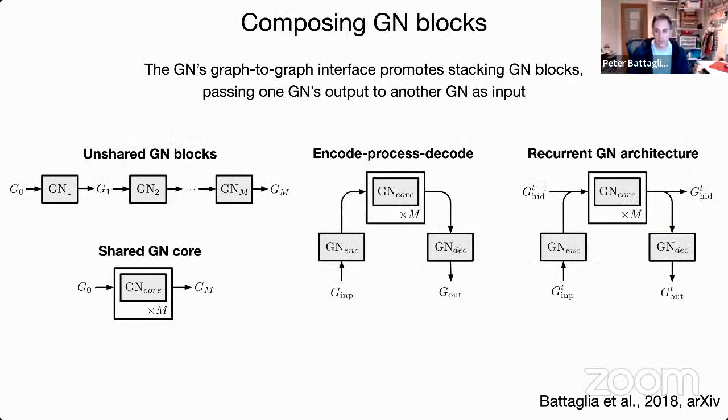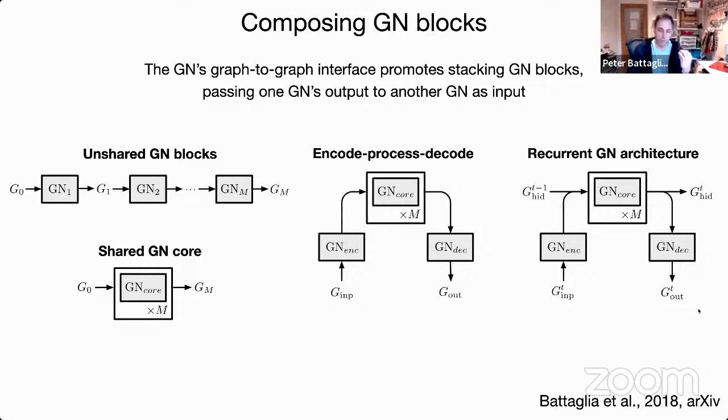When you're doing your deep learning hacking, you can compose graph network blocks together, just like you can compose convolutional neural network blocks together into different arrangements. So you can have a deep graph net. That's the top left here. The bottom left is a shared GraphNet core.